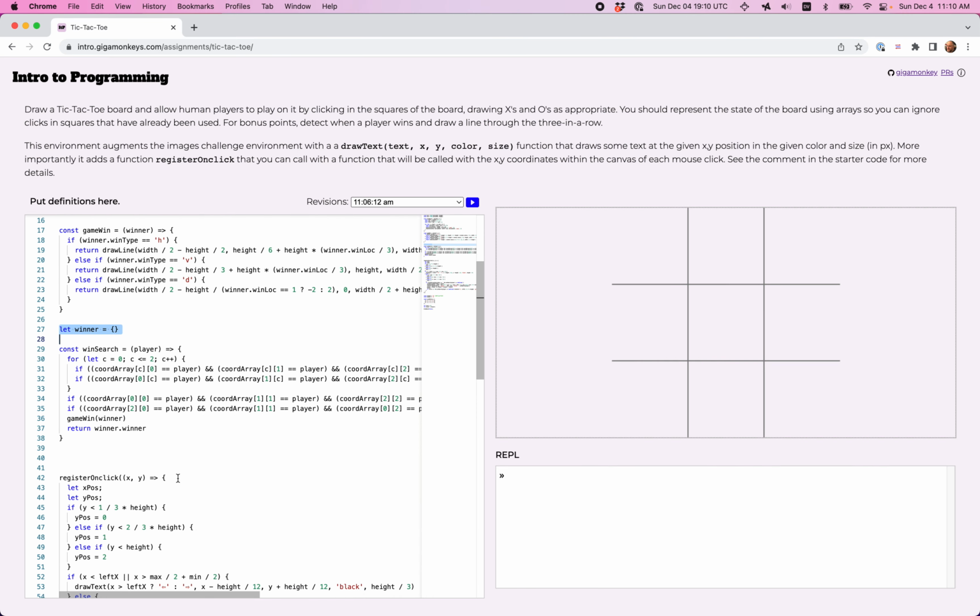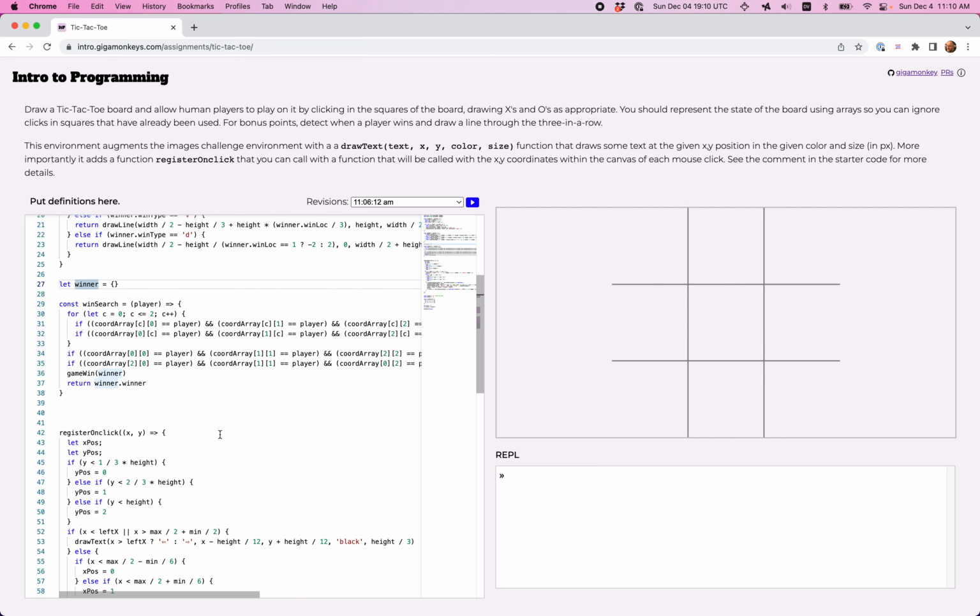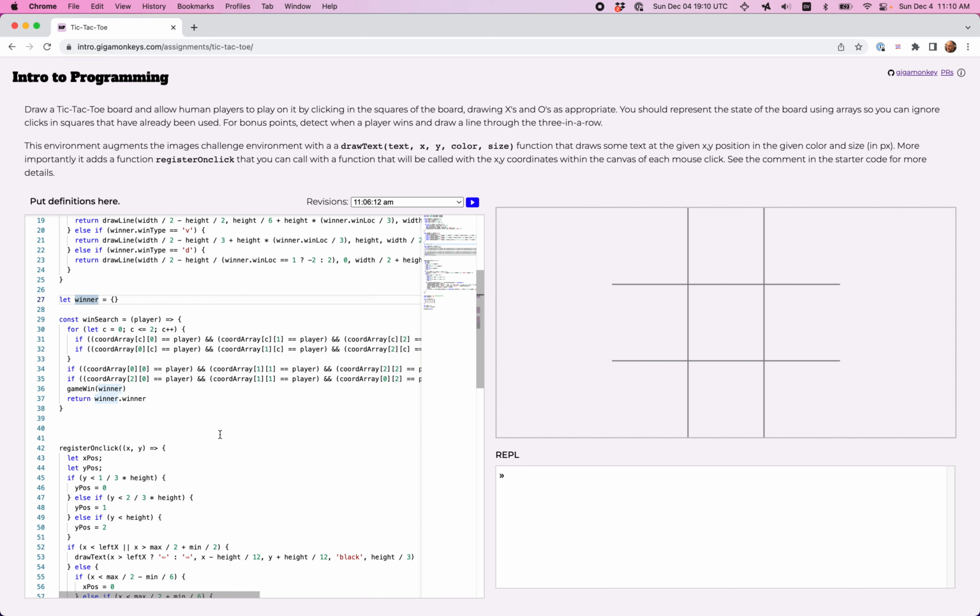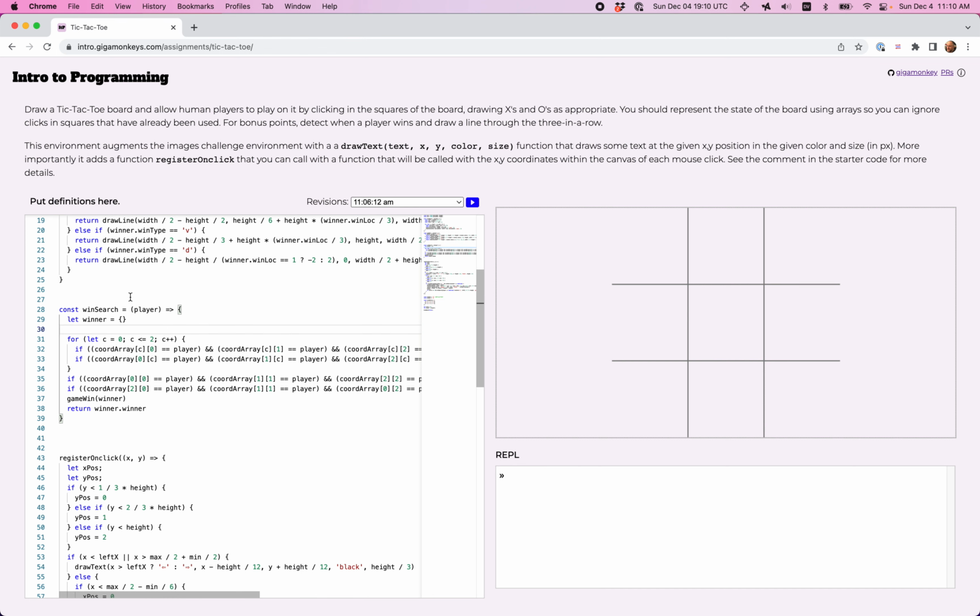I think I maybe commented on this in the pull request for the student who submitted this. It looks like they haven't changed it quite yet. If I highlight winner, I see that it is referred to here, and if I quickly scan, it seems nowhere else. Winner is an object that gets passed to game win, and then one of its properties is returned as the value from win search. So there's no need for it to be global. In general, it's better to make things local to the function that they're in.